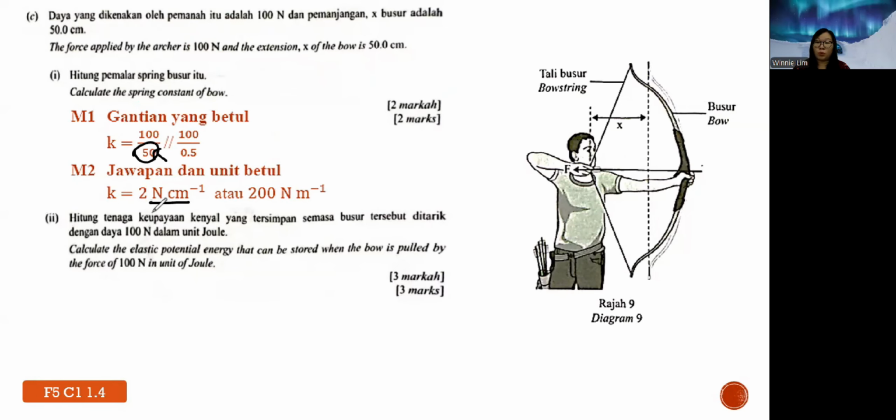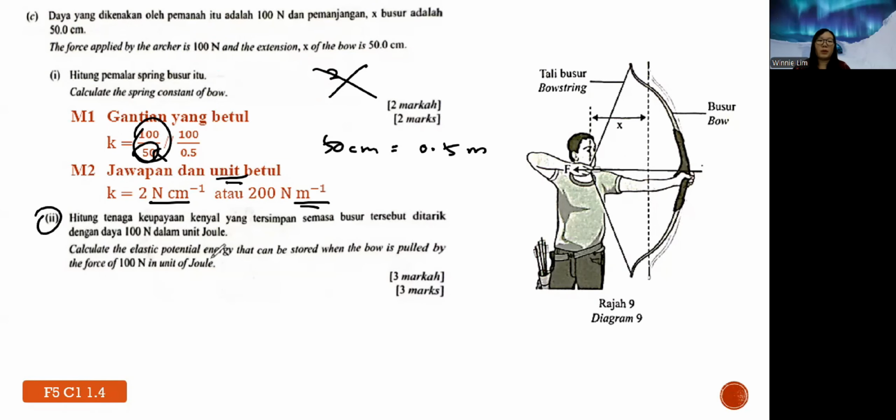So you're supposed to have 2 Newton per cm, but you change 50 cm to become what? 0.5 meter. Then your unit is Newton per meter. So it's important for you all to write the unit. That's why sometimes you all leave your answer as 2. That is wrong. You only get 1 substitution mark.